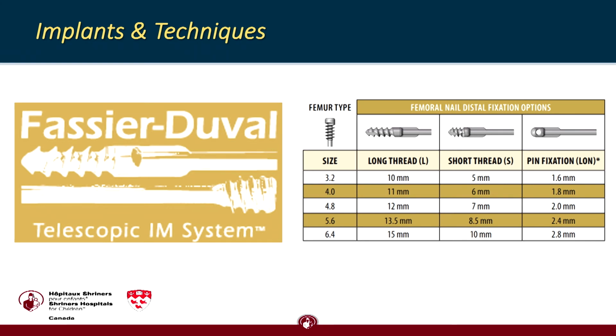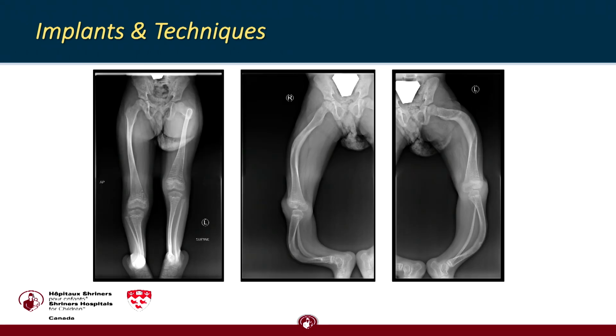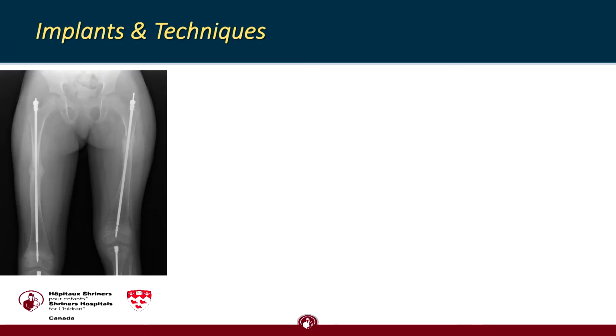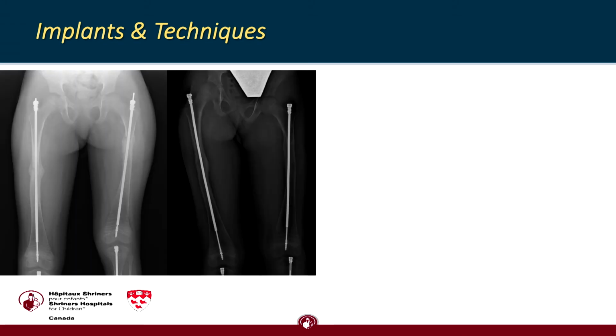I'm going to show you some examples of the implants we usually use in OI. For the FD rod, it comes in different sizes and different lengths. This is an example of OI treated with Fassier-Duval rod in the femur and the tibia with osteotomies, deformity correction, and telescopic rod. You can see in the same patient, if you look at the femur, the components of the nail, there are two parts, male and female components.